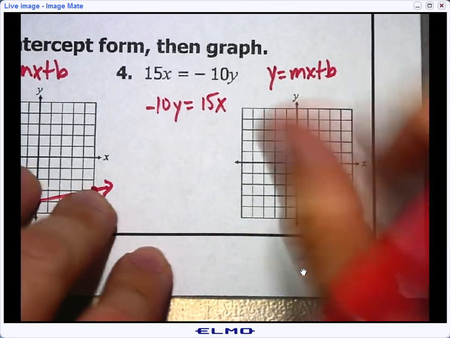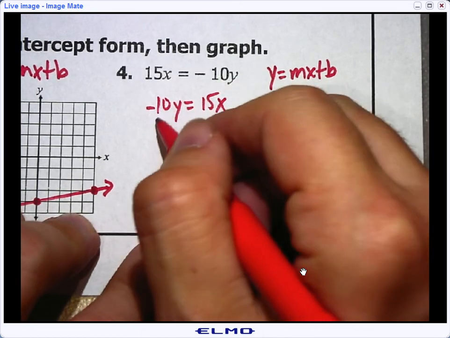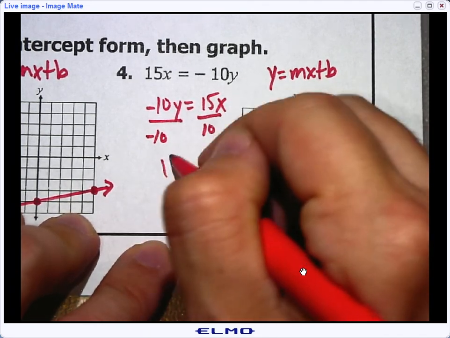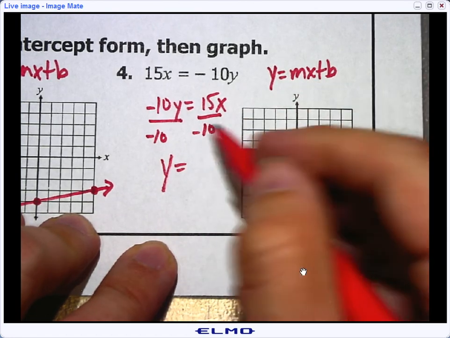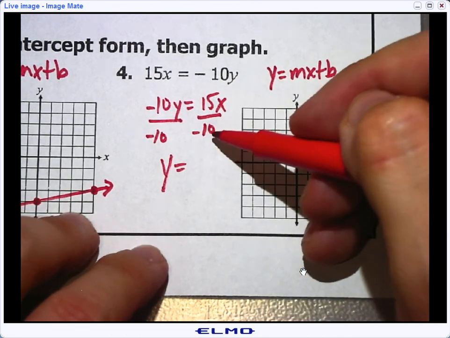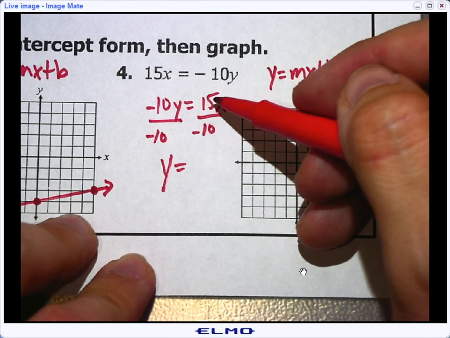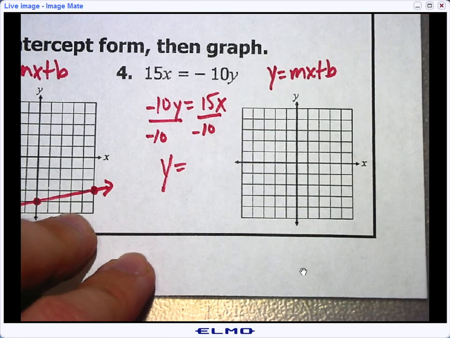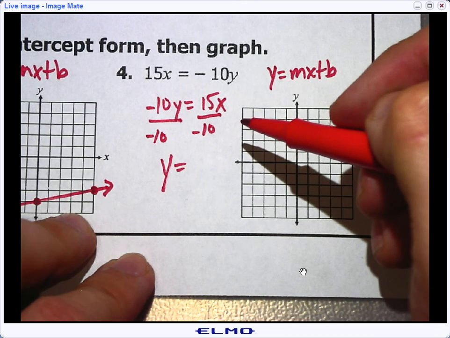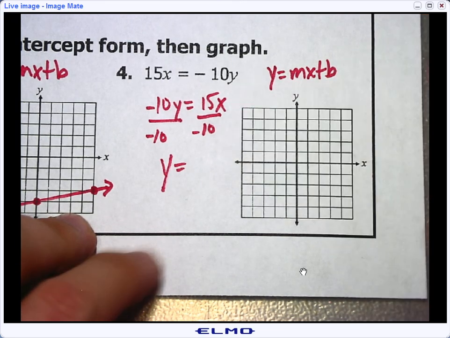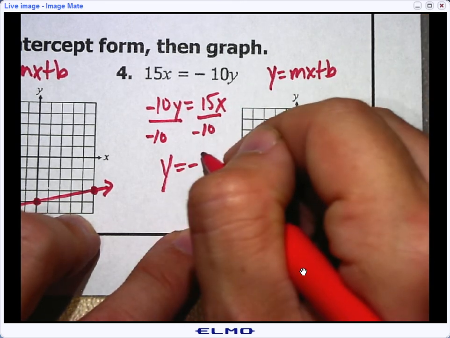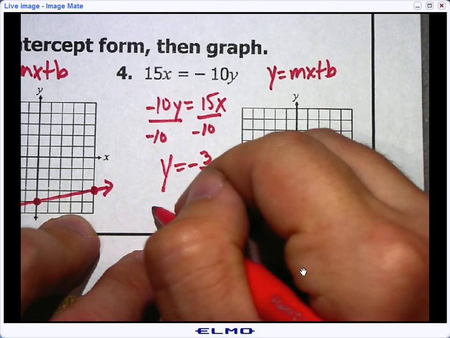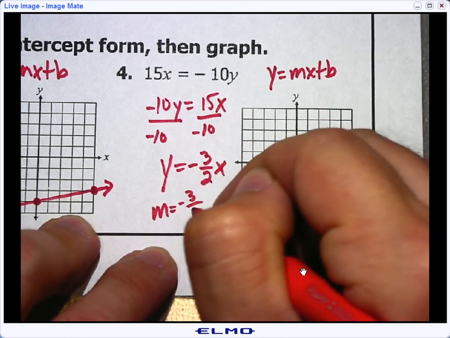All right. Now to get the y by itself, we divide by negative 10. So this gives me y equals, it should be negative 10. 10 does not divide into 15, but if you look at the numbers 15 and 10, they're both divisible by 5, so we're going to simplify by a factor of 5. So this turns into negative 3 over 2x. So your slope is negative 3 over 2.